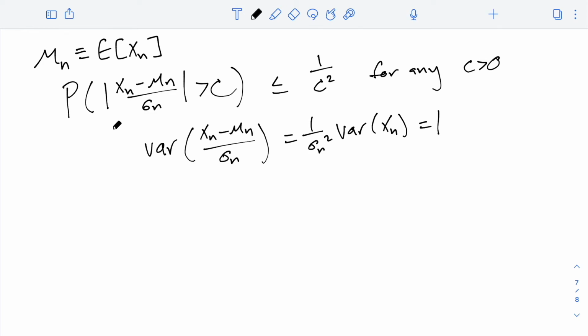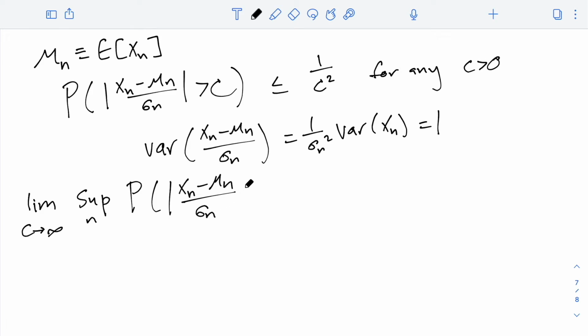Right, so if we look at this, this is a bound that does not depend on n, so this bound holds uniformly over every n, and in the limit, as c goes to infinity, the right-hand side of this will go to 0. So that tells us then that the limit, as c goes to infinity, of the supremum over n of the probability that |X_n minus mu_n| over sigma_n is greater than c is equal to 0. This completes the proof.